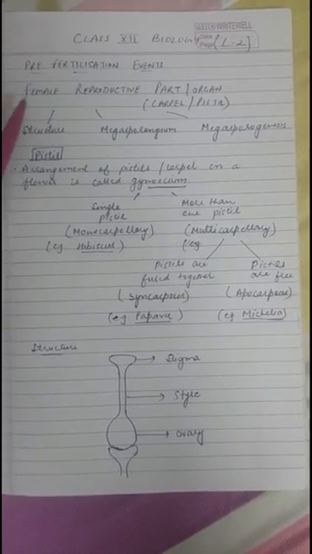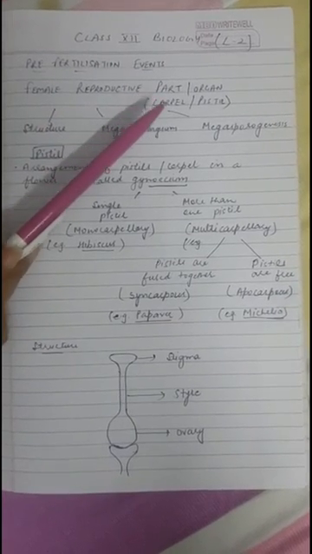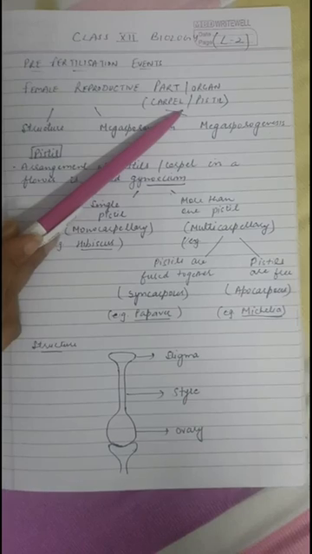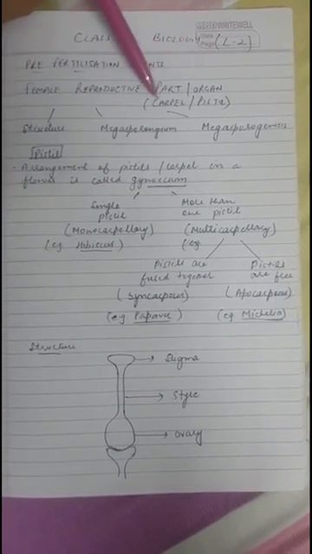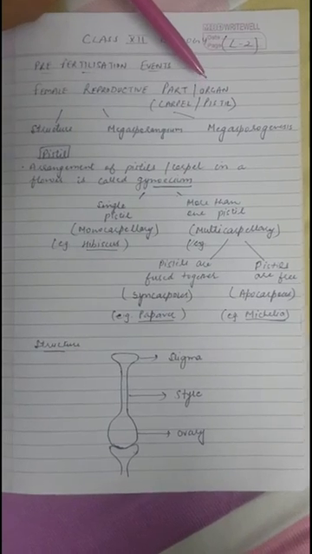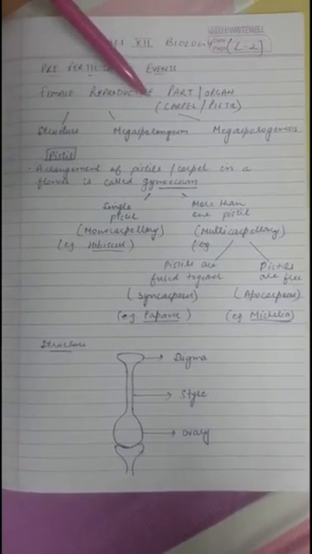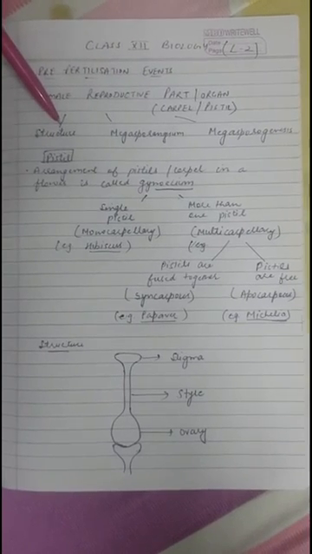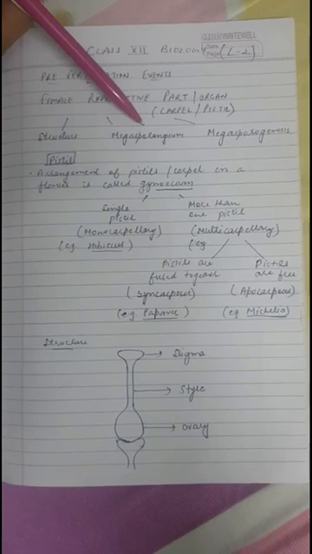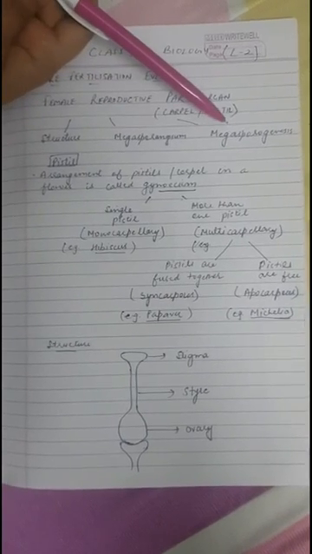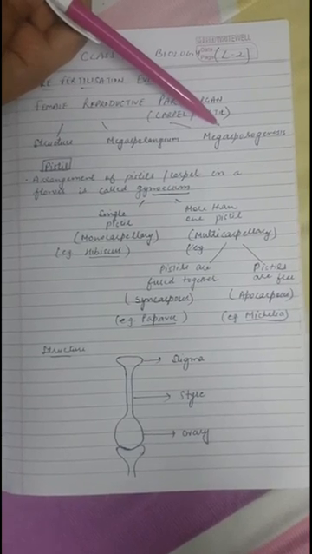So here you can see the female reproductive part or organ is also called carpel or pistil, as we have already discussed. Now we will study the structure of the female reproductive organ, the megasporangium, and the process of formation of megasporangium, that is called megasporogenesis.